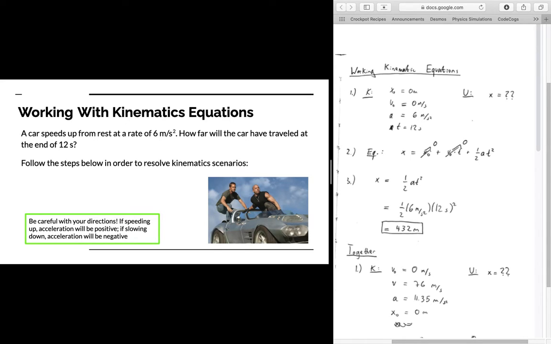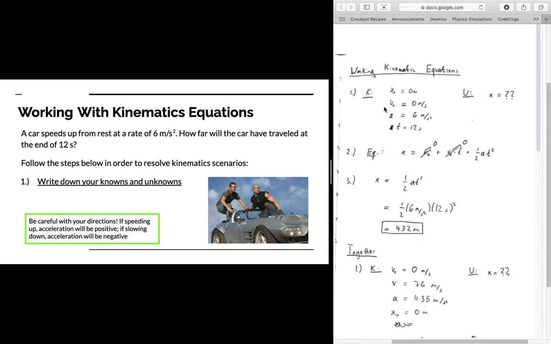So we follow the steps below in order to resolve kinematic scenarios, to organize these problem-solving procedures and make it easier for us to choose which equation we need. So we write down our knowns and unknowns. Specifically, we write down what information we know and what the problem is asking us to solve for. So in this particular problem, we can choose x naught to be 0 meters. We can always choose our initial spot to be 0 meters, since that's where we start measuring from.